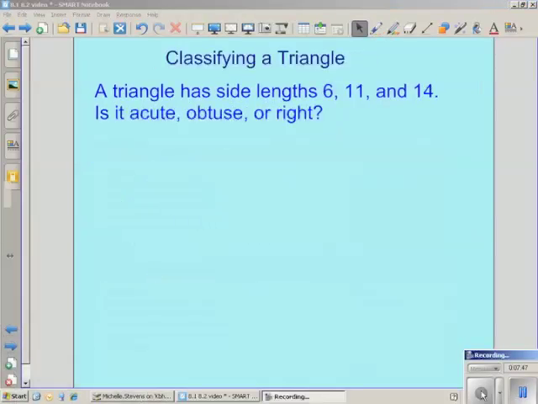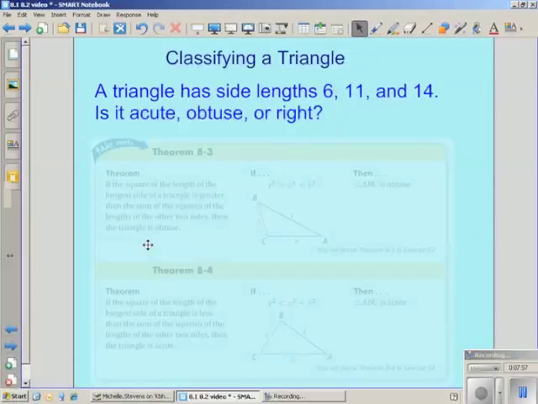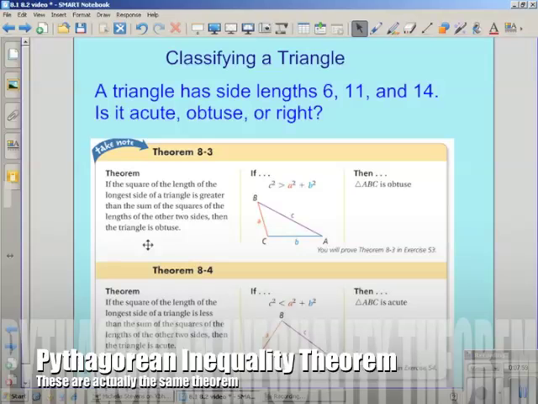Next question is about classifying a triangle. So a triangle has side lengths 6, 11, and 14. Is it an acute, an obtuse, or a right triangle? These are the theorems that will help us.